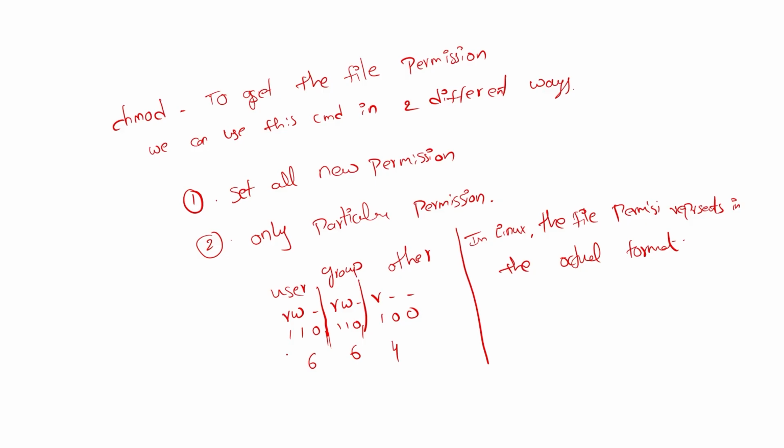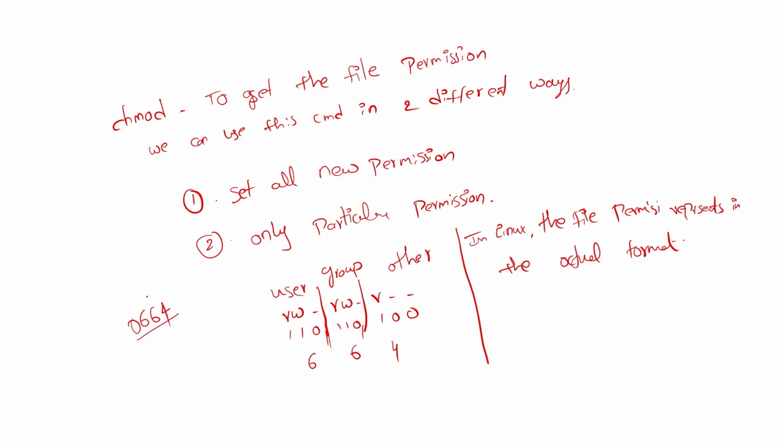So that's why you have to put 0 in front. Okay. So this is the representation of file permission in Linux. In Linux, the file permissions are represented in the octal format. Okay, 0664.